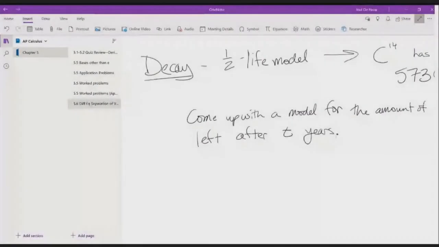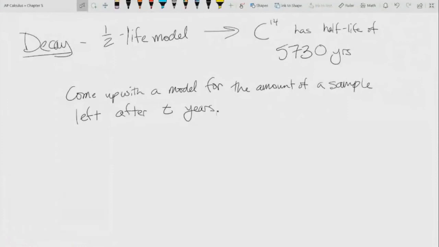Let's go into an example with decay. We'll focus on a half-life model, but we can have all sorts of different decay. So, we got growth.